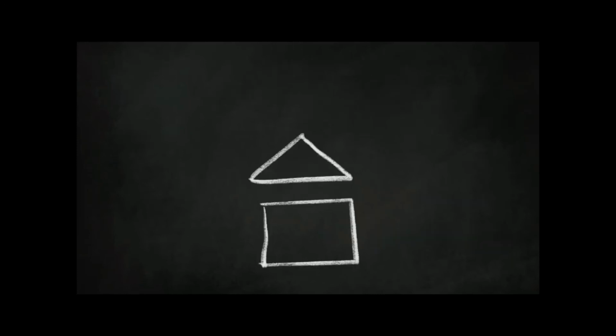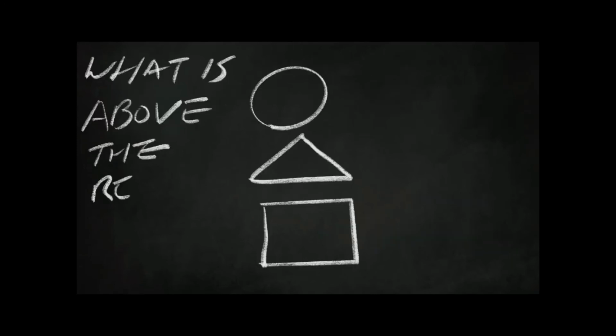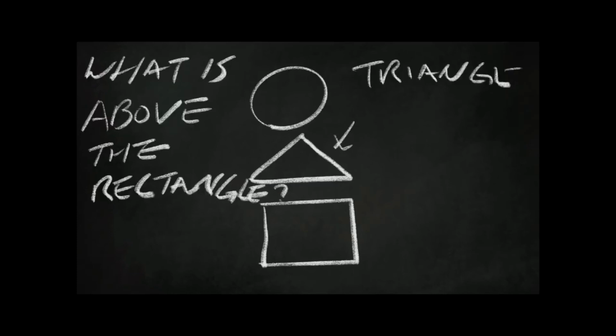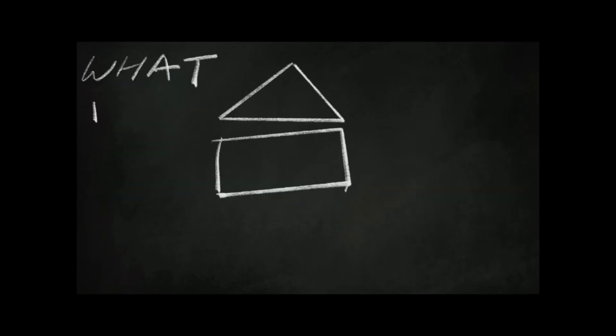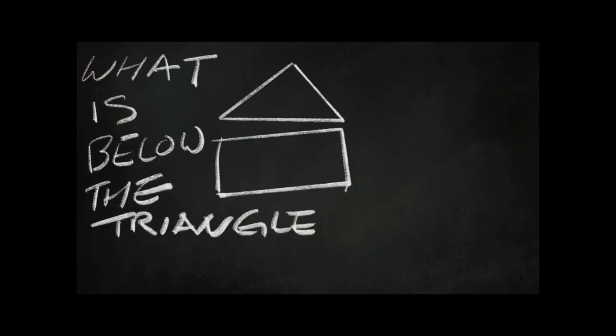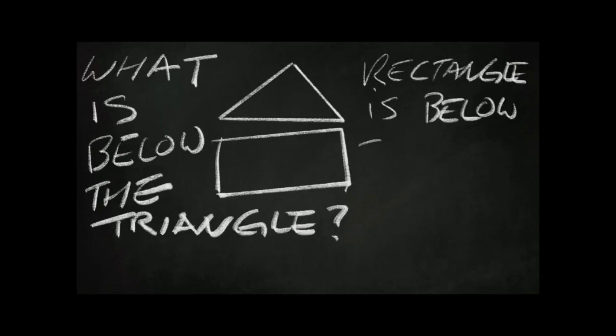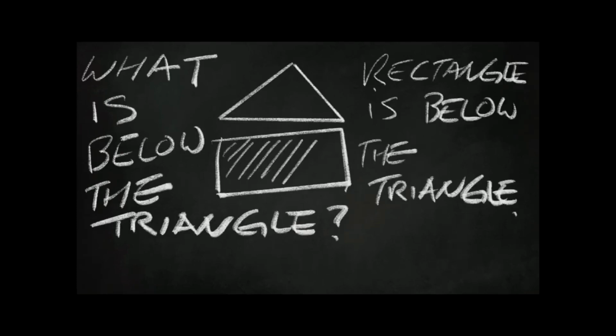Triangle. What is above the rectangle? Triangle. It is above the rectangle. What is below the triangle? Rectangle. It is below the triangle. Below, above, between.